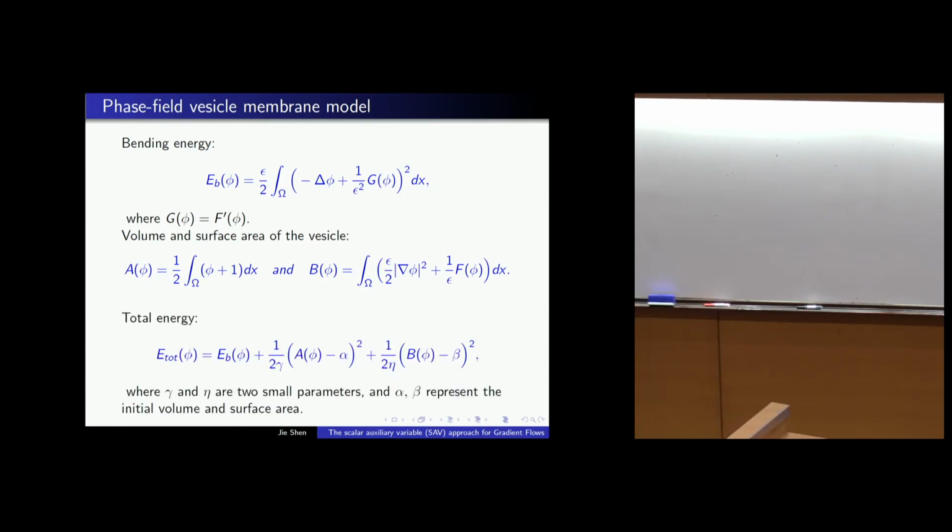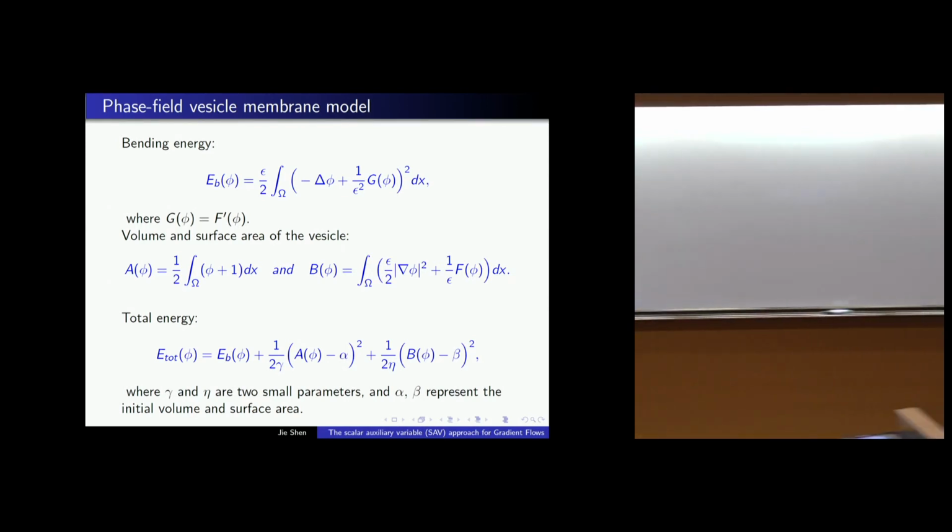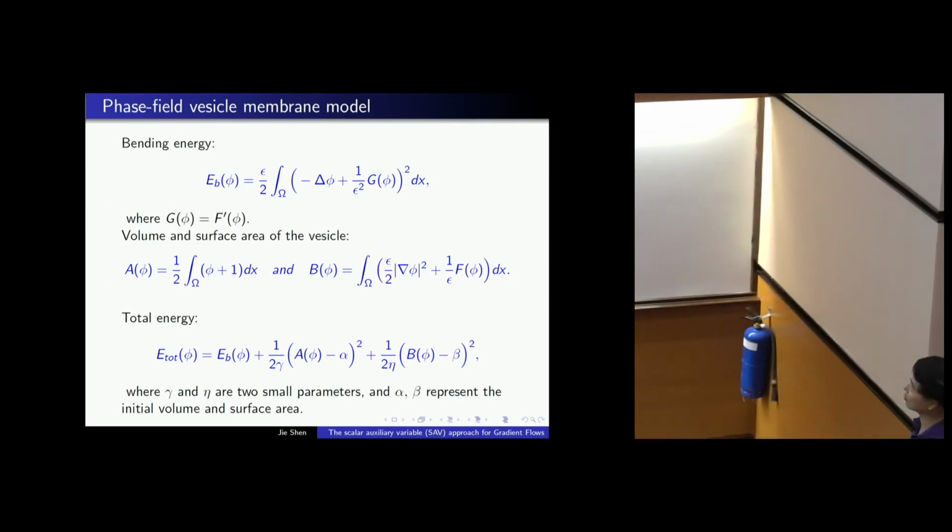So to deal with this, you can have two ways. One is like Charlie did with Lagrange multiplier. Another way to do it is with a penalty, right? You add a small parameter gamma, eta here to penalize those two terms, and so this is your total free energy. Your task to apply the recipe is you have to split this energy into two parts, right?